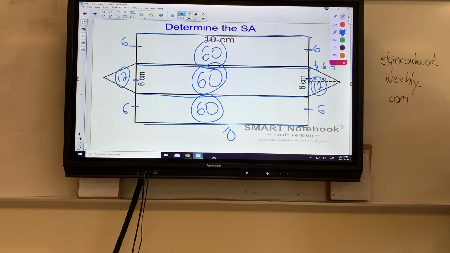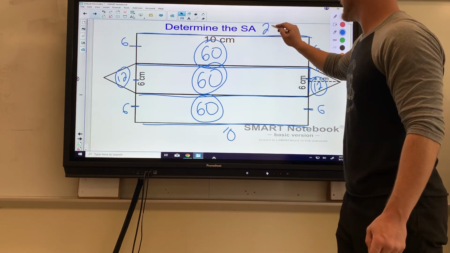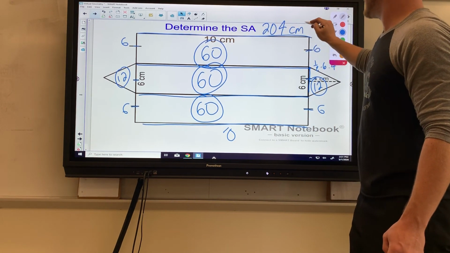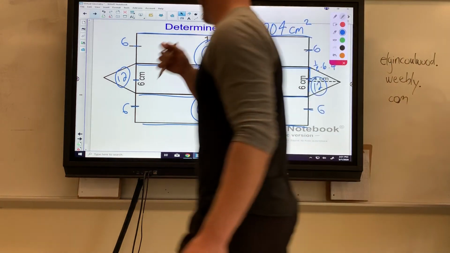Let's check my work. Yes, 204 square centimeters. Pat yourself on the back if you got it.